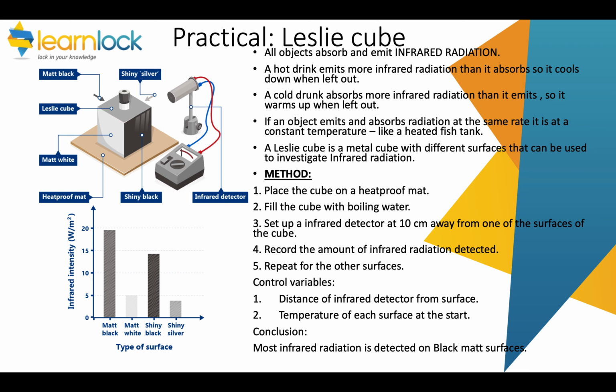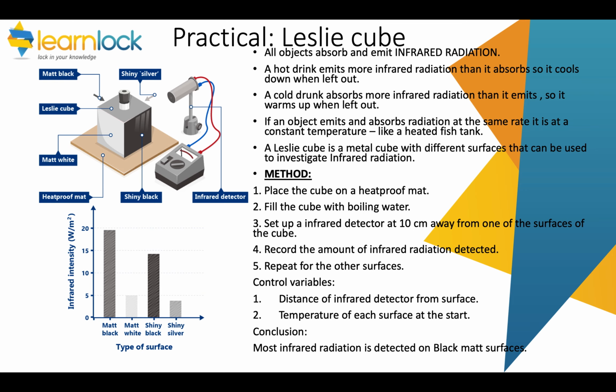A Leslie cube is a cube that's hollow with different surfaces that can be used to investigate infrared radiation. So the different surfaces might be black, matte white, shiny black, shiny silver. First thing you do is you place the cube on a heat-proof mat. Then you fill it with boiling water and allow the temperature to settle and make sure the temperature is the same for all four surfaces.